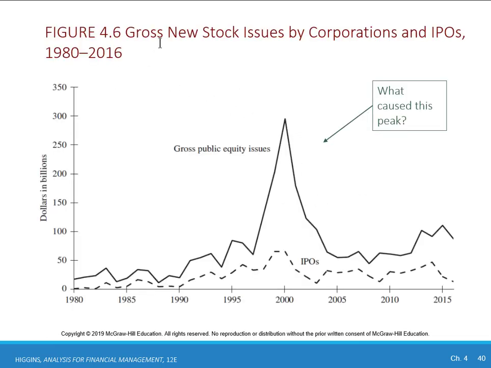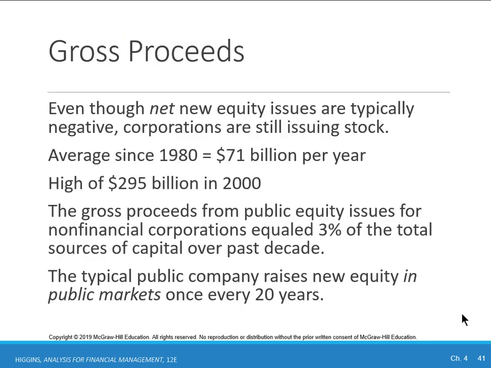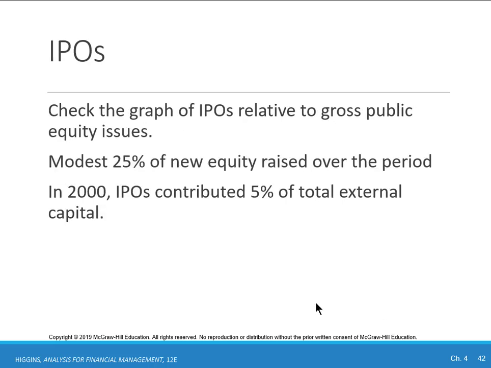And again, if you look at new stock issues, you'll also see that over time, it seems like new stock issues are growing. These are gross public issues, but IPOs seem to be a rather small component. So in general, what do we get from this previous graph? It says that even though net new equity issues are negative, corporations still do issue stock. And they say in general, a typical public company raises new stock about once every 20 years. IPOs, though, are a relatively small part of that.